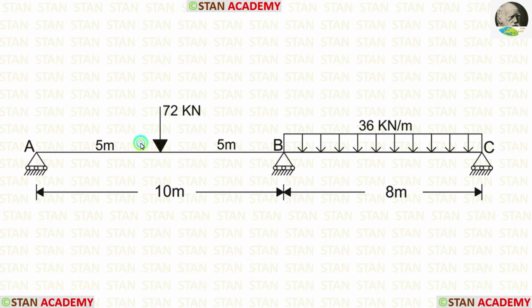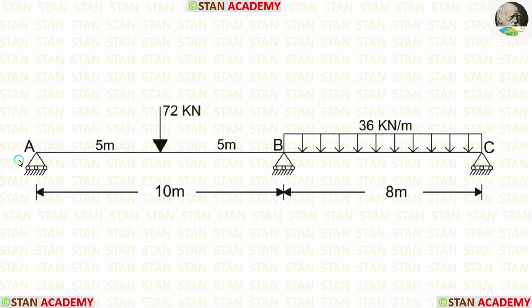In the span AB, we are having a point load acting on the center. In the span BC, we are having a uniformly distributed load acting for the full span. Span AB is 10 meter long, span BC is 8 meter long.